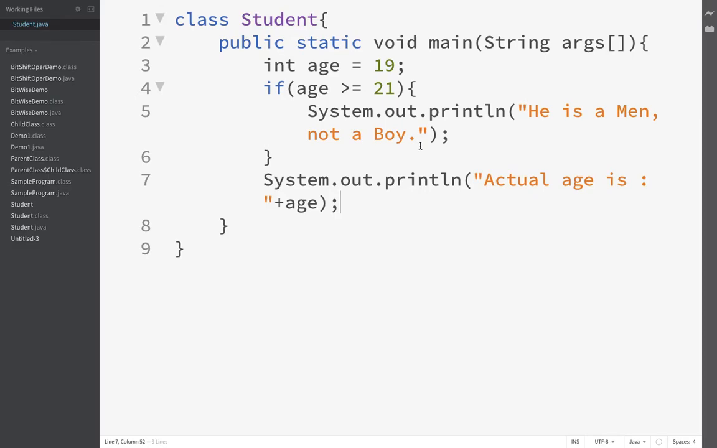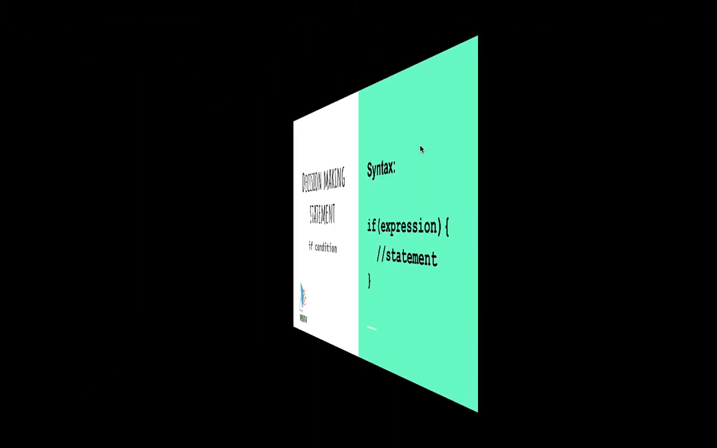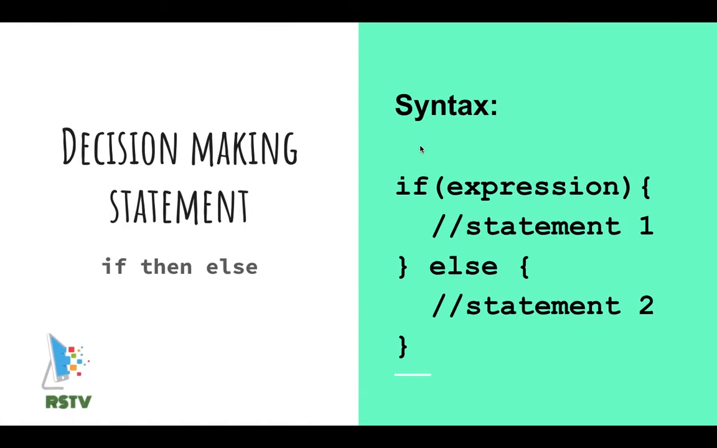So what we'll use for that is the if then else statement. This is also a decision making statement. See the syntax. First it will check the expression. If the expression is true, it will execute statement 1. If the expression is false, it will execute the else part, where statement 2 will execute. We'll see one example for this.